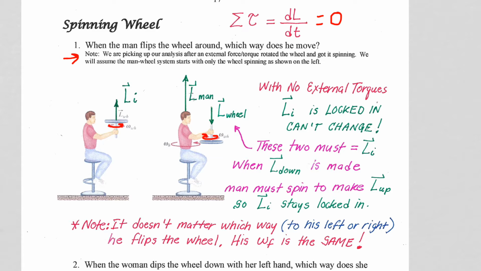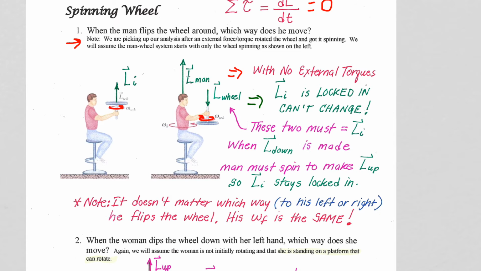So please make sure you get this bit into your notes. The fact that we have no external torques, that initial angular momentum is locked in, it can't change. So that means that the two angular momenta that we have over here, namely what the man is going to do sitting on the stool that can swivel, and the wheel, both of these have to add up as vectors to give us our initial angular momentum.